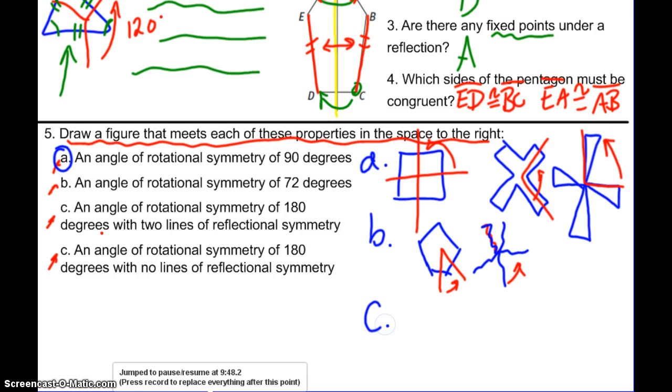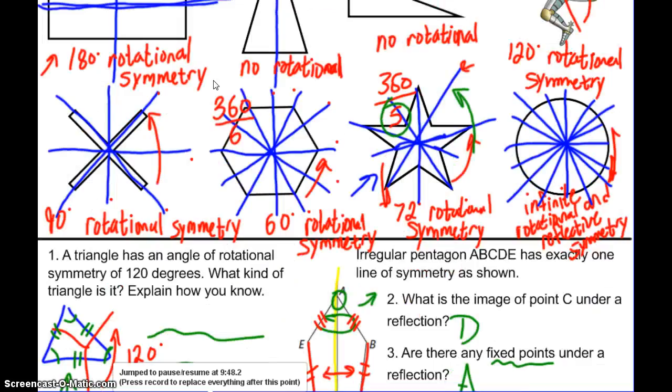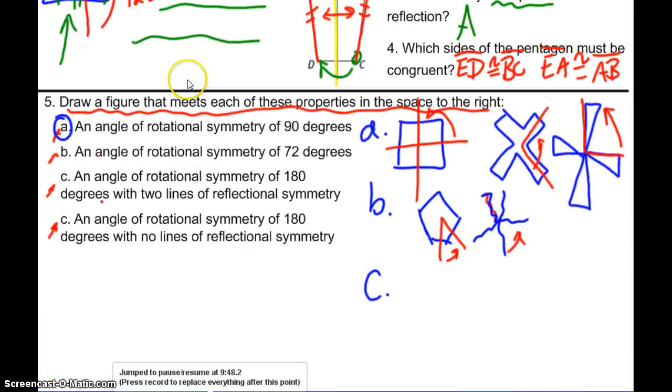C, an angle of rotational symmetry of 180 degrees with 2 lines of reflectional symmetry. We've actually seen this before. Take a look back at this one. You could do that exact thing right there. You could draw yourself a rectangle, give yourself 2 nice lines of reflectional symmetry and 180 degrees of rotational symmetry.